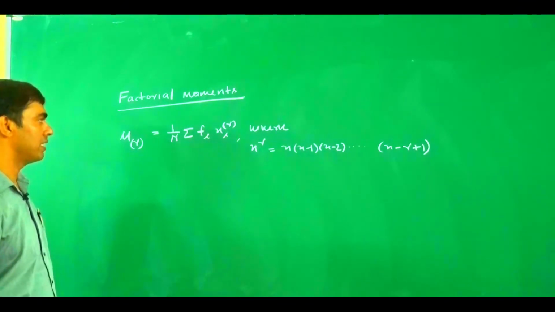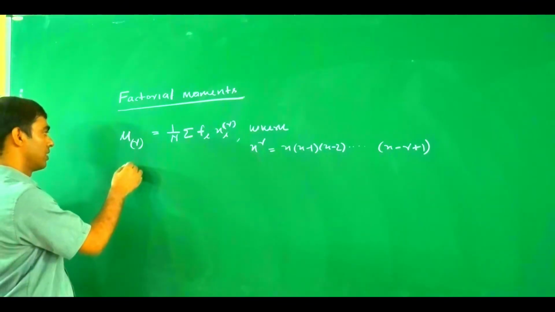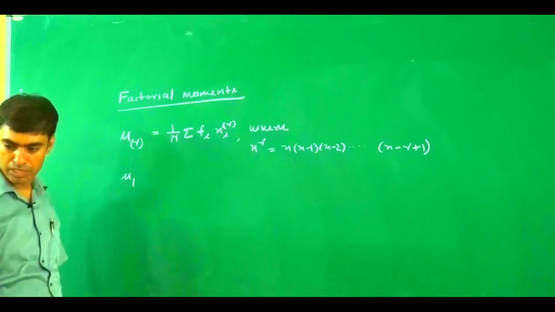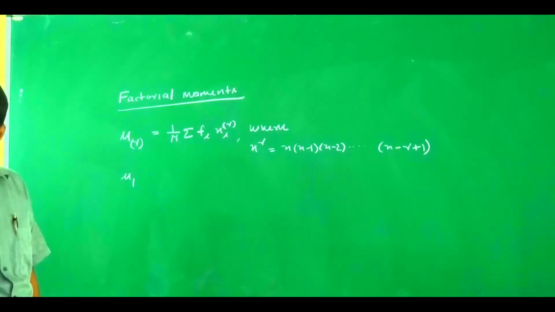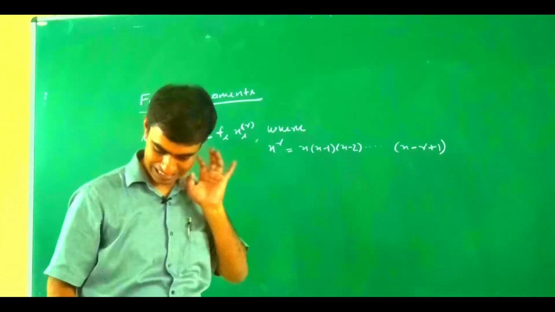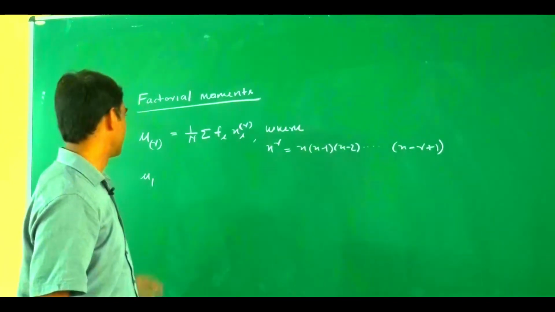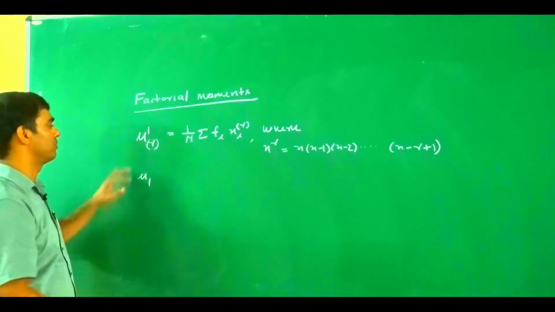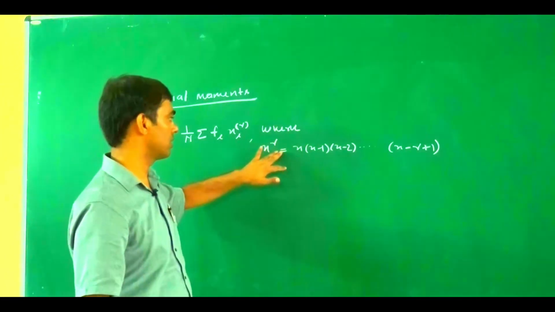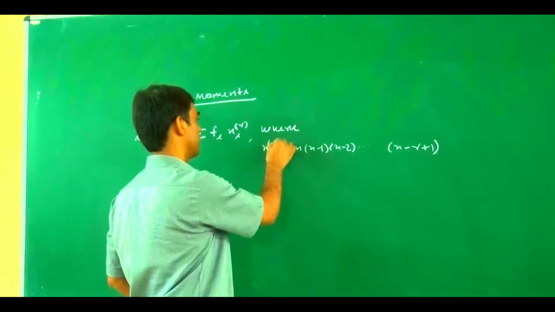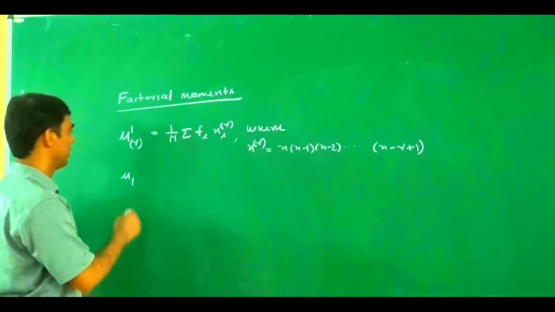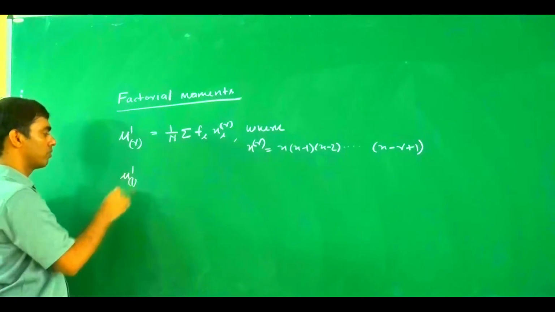Now if we write mu 1, what is the value? Basically this one is not mu r, it is mu r dash. Mu r dash equals 1 upon n summation of fi xi to power r, where x to power r is the factorial notation, meaning x, x minus 1, x minus 2, up to x minus r plus 1. So in terms of factorial, what is mu 1 dash?